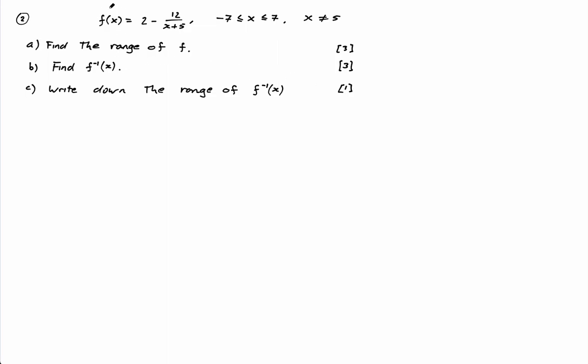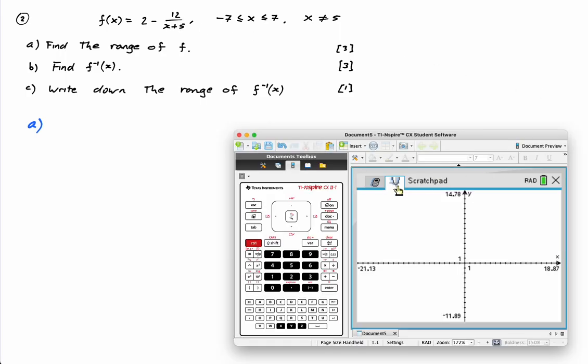Okay, question 2. So we're given a function 2 minus 12 over x plus 5. Given the domain, it says find the range of f, and this is worth 3 marks, which I think is generous. Okay, so we have the function. I'm not entirely sure what this looks like, guys. I can hazard a guess because I've studied rational functions, but we have a calculator, so let's just draw this. That's the first thing we should do.